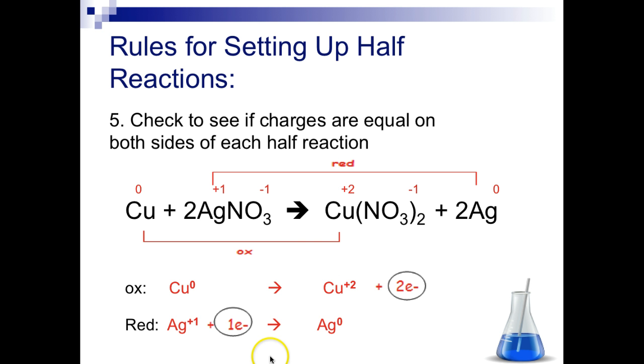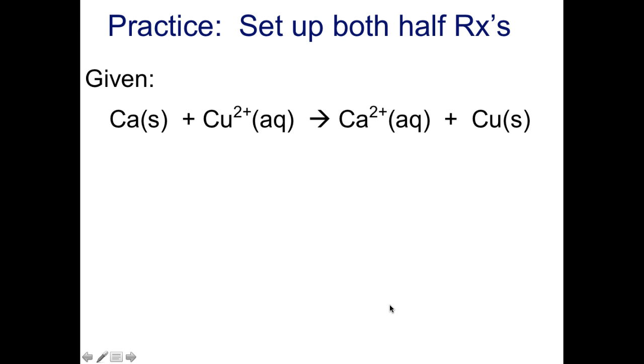So our charges are equal, everything adds up, and we're neutral. So this is a practice problem. We're going to do this in class because it will be a little bit easier, but let's walk through it just in case. So say you have this calcium equation plus copper plus 2 gives calcium plus 2 and copper solid. So assign all your oxidation numbers.